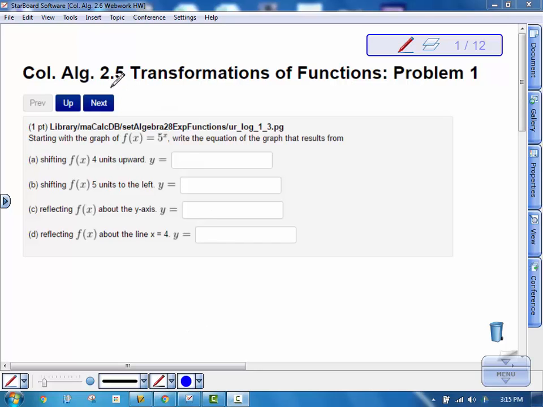Okay, this is College Algebra 2.5 homework help. First problem wants us to shift this function 4 units up. To do that, we do 5 to the x plus 4.